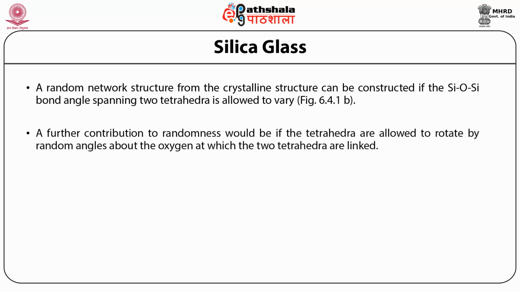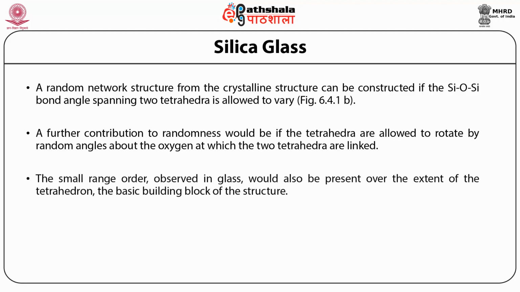A further contribution to randomness would be if the tetrahedra are allowed to rotate by random angles about the oxygen at which the two tetrahedra are linked. These factors would introduce randomness in the structure. The small range order observed in glass would also be present over the extent of the tetrahedron, which is the basic building block of the structure.